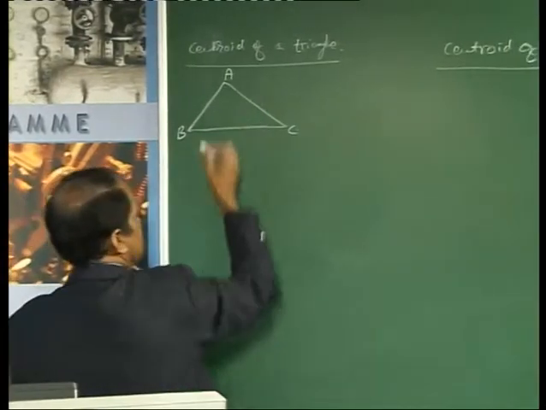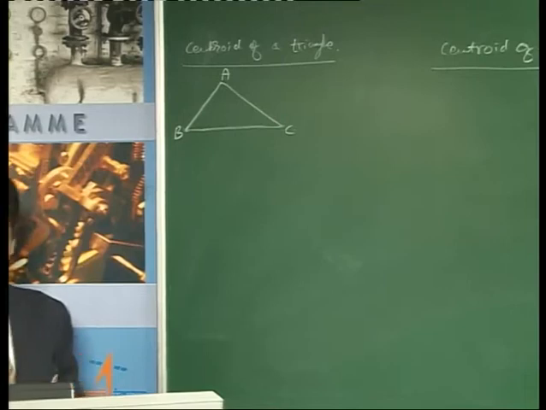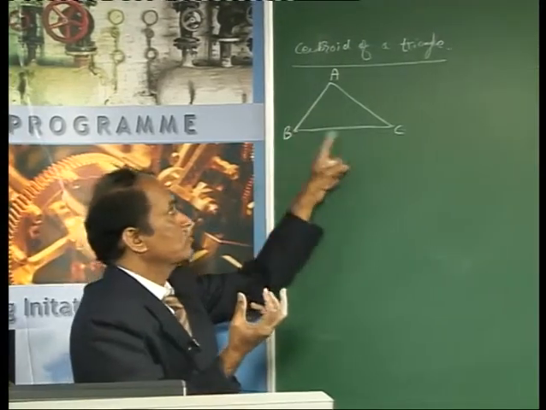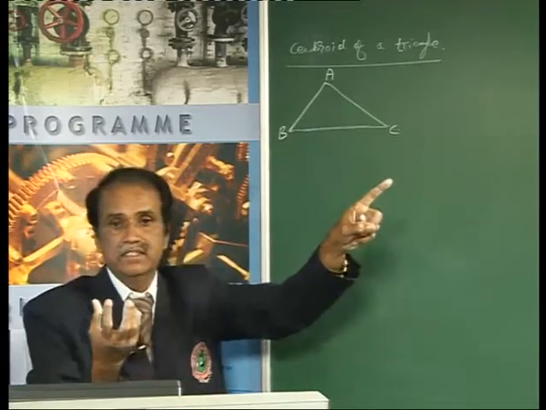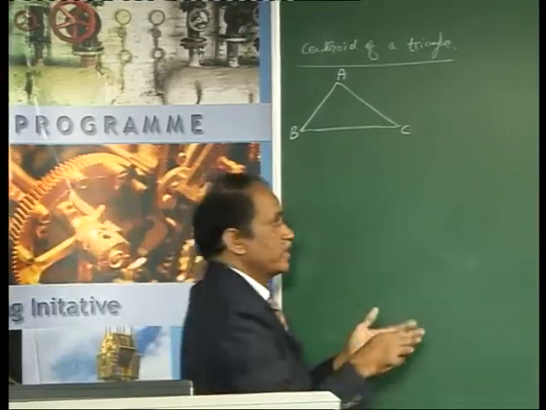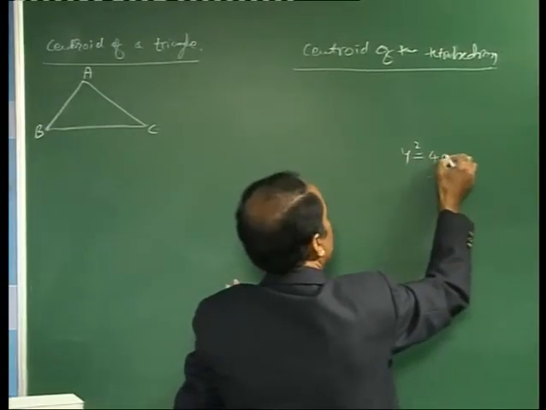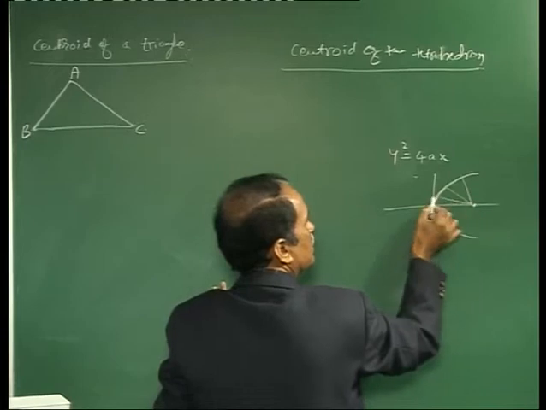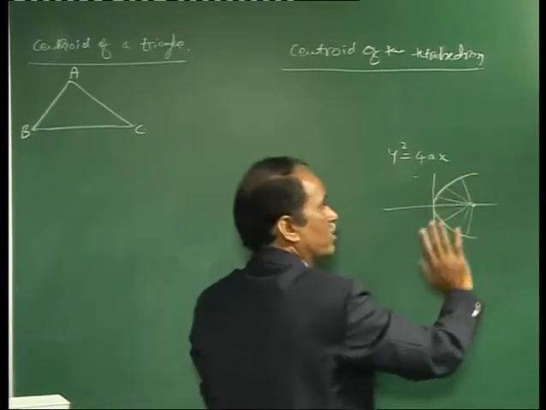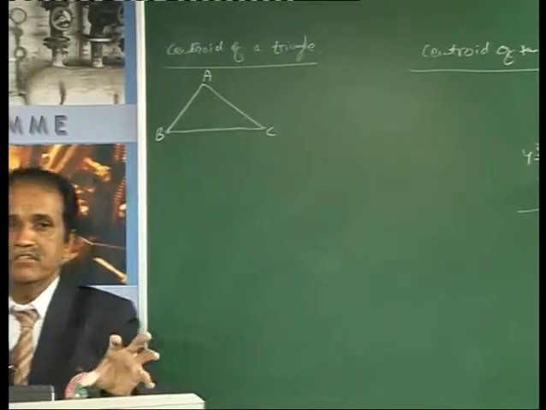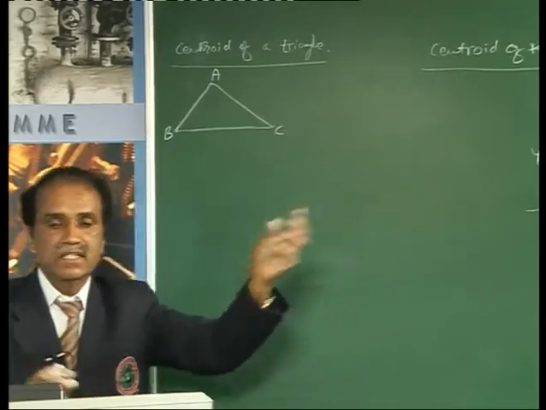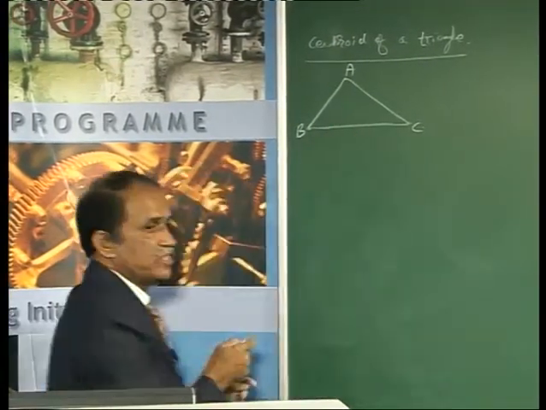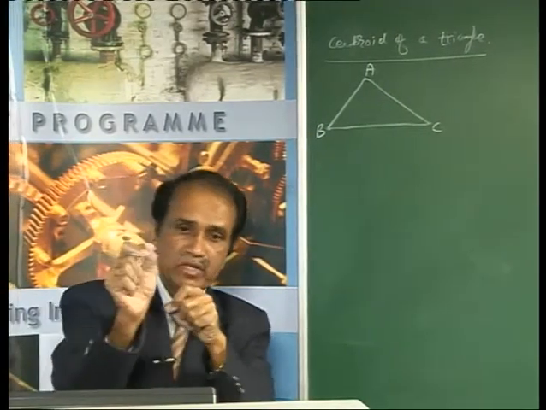What we do here to find the centroid is find the point which represents equal forces, that means force from the line AB, force from the line BC and force from the line AC. In general, for example, if you draw the graph y square equals 4ax, that is a parabola, and this is the focus. If it is a concave mirror, you get a focal point where, if you expose it to the sun's rays, you get maximum temperature at that focal point. Likewise, here the centroid represents the force from all three directions at one point.